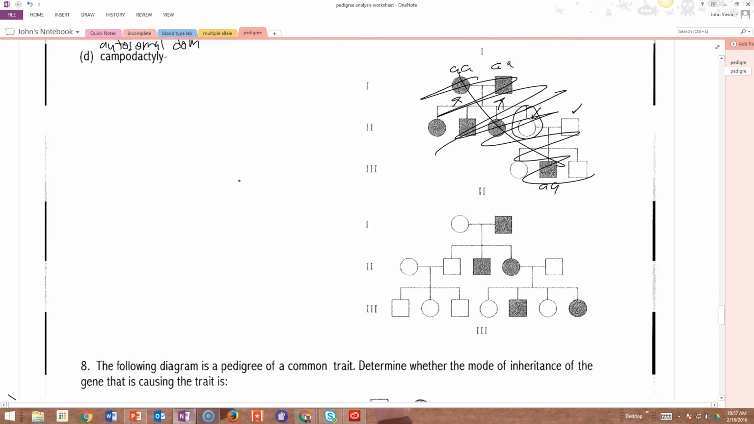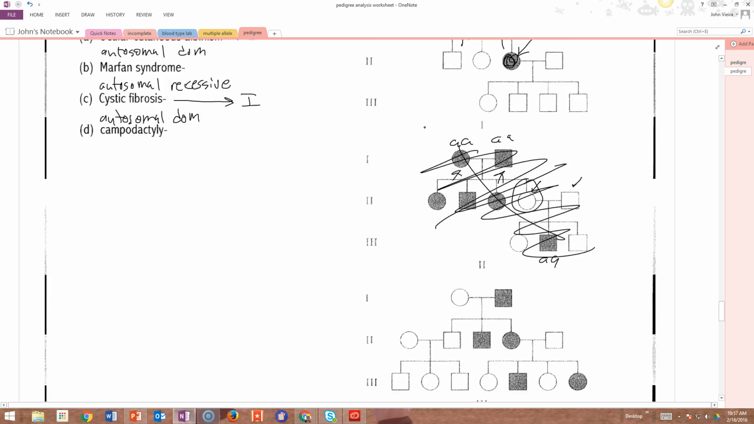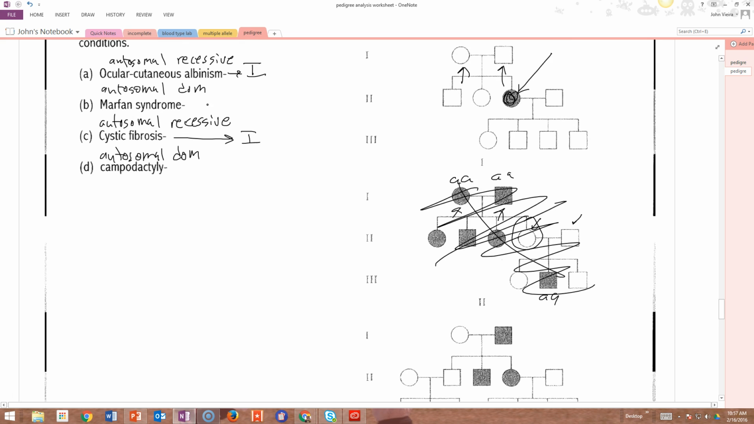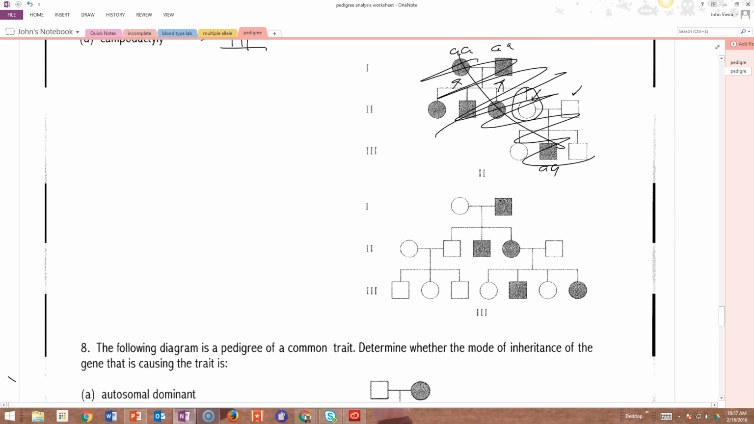And then look at pedigree number three, okay? Pedigree number three, because you don't have a scenario where somebody has the condition and the parents don't, then this must be autosomal dominant. And if you plug it in, it works. So this is pedigree number three. How can you tell? Because look, if you plug in little a for all these, it works.